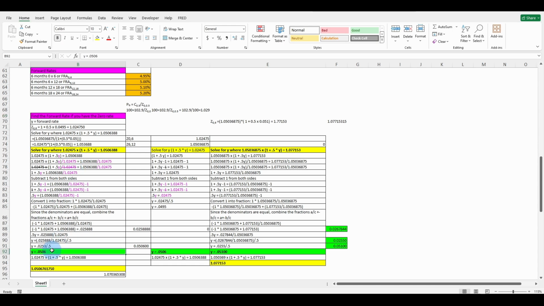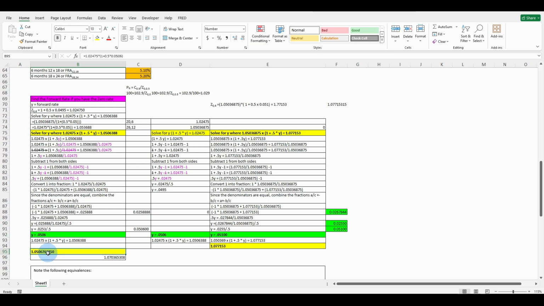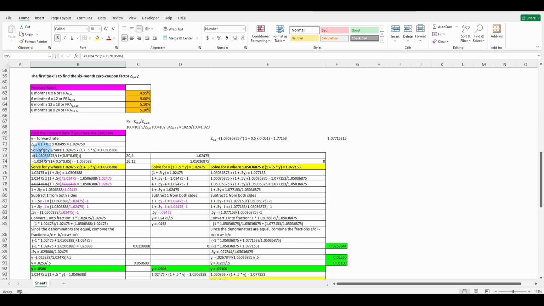So y is equal to 0.506. This would be based on y equals the forward rate. So we have z is equal to, this means it's just the 0 to 6 is 1 plus 0.5. That means 6 months here.